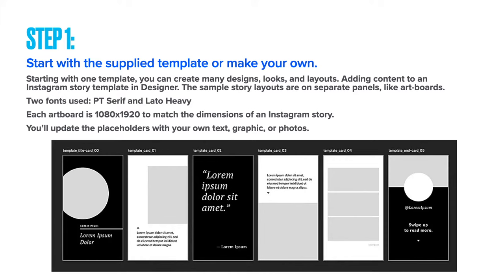The sample story layouts are on separate panels like artboards. There are 2 fonts used, PT Serif and Lato Heavy. Each artboard is 1080 by 1920 pixels. To match the dimensions of an Instagram story, they have to be that size, that's the Instagram rules. You'll update the placeholders with your own text, graphics or photos, as you see fit.